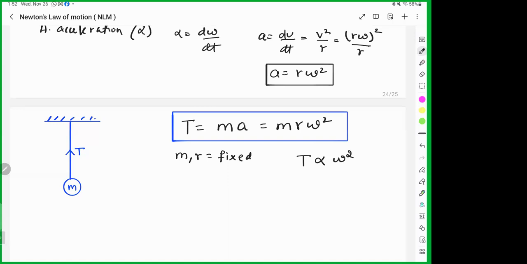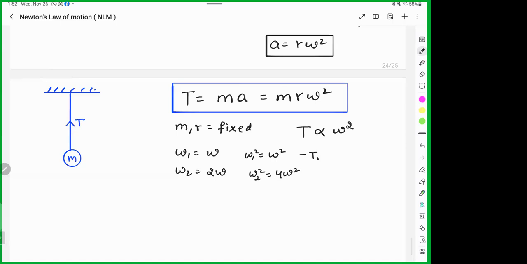अब T1, T की वैल्यू पुट करनी है. If omega 1 is equal to omega and omega 2 is equal to 2 omega. ओमेगा का स्क्वायर तो ओमेगा स्क्वायर ही आएगा, 2 ओमेगा का स्क्वायर 4 ओमेगा स्क्वायर. यहाँ पे टेंशन है T1, यहाँ पे टेंशन ले लो T.